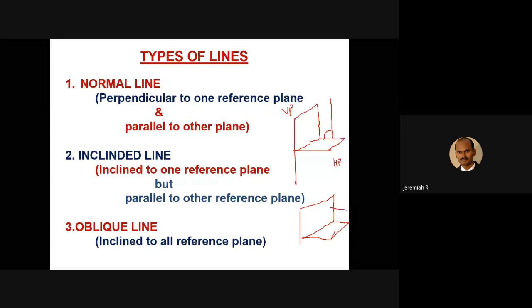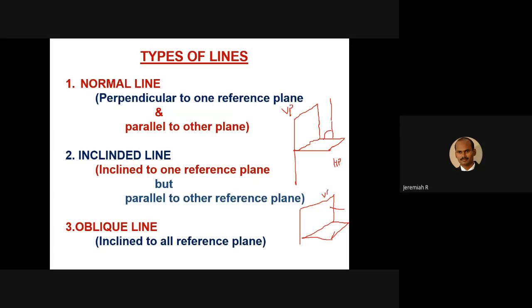A line is perpendicular to VP but parallel to HP. When you extend this and measure the angle with respect to VP, it should be 90 degrees. So this is perpendicular to VP but parallel to HP. So both are normal lines. What does normal line mean? A line that is perpendicular to one reference plane and parallel to the other plane is called a normal line.